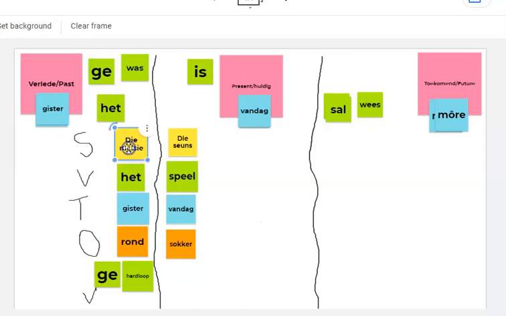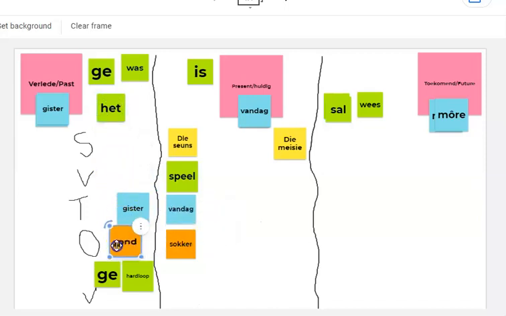All right, so let's see. We're going to transport them. The time machine starts and the girls go. Die meisie. Het wants to go, but he can't. So I'm sending him back to where he comes from. Rond gets very, very happy. Not rond, sorry. The verb gets very happy because now he can go back to his normal place.